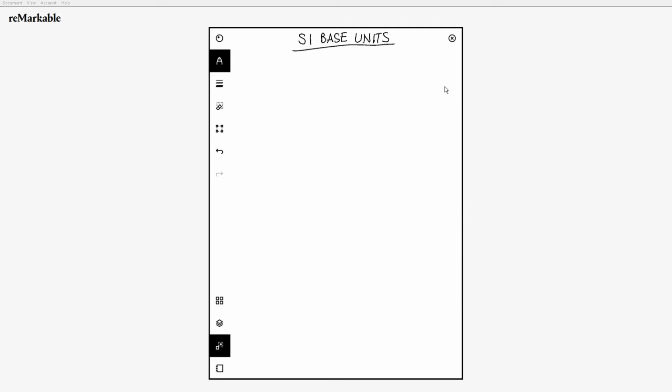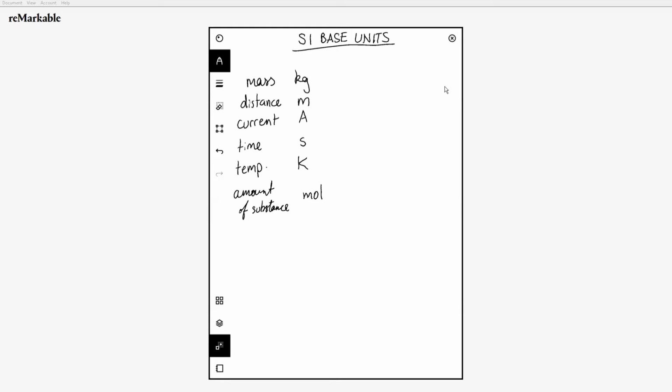So if we go over them, first of all, we've got mass, and that's measured in kilograms. We've got distance, which is measured in meters. We've got current, which is measured in amps. We've got time, which is measured in seconds. We've got temperature, which is measured in Kelvin. And we've got amount of substance, which is measured in moles. So those are the 6 that you need to know.